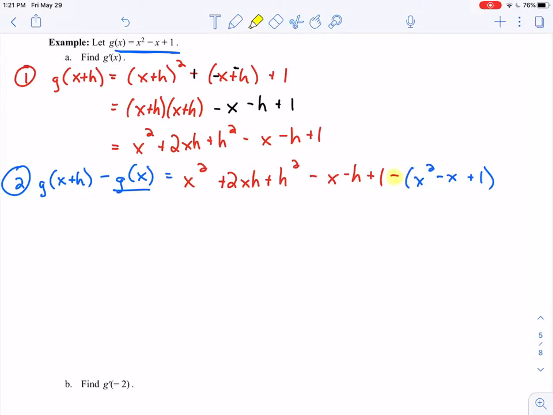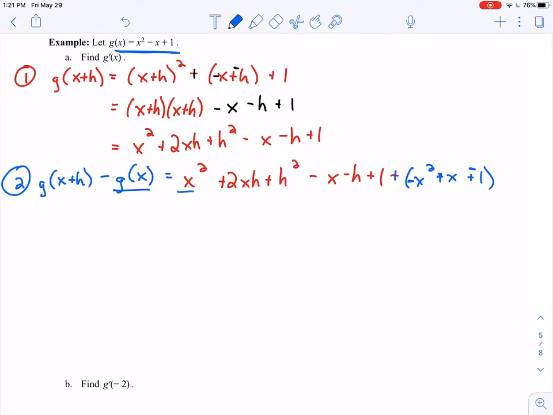Remember, I'm going to take this minus sign and distribute that to all three terms right there. So I'm just going to change that minus sign to a plus sign and then change the signs inside of my parentheses. So I should have plus negative x squared plus x minus 1. And look at right here.